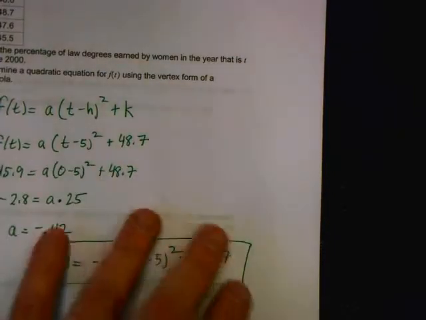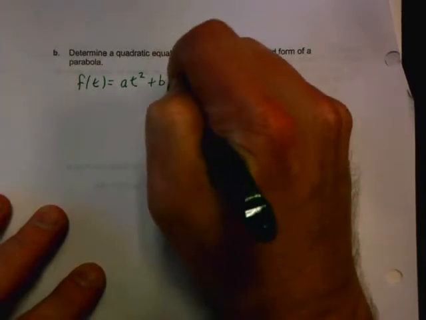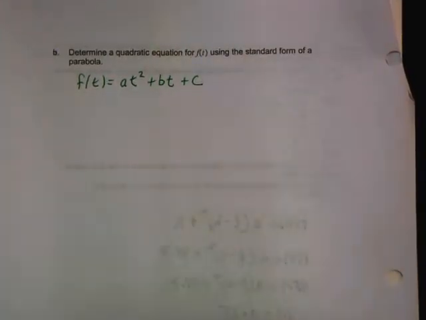So we flip to page 2, and it says to try it a different way. Page 2 says, determine the quadratic equation for f of t using standard form of a parabola. Somebody remind me what standard form looks like. That's ax squared plus bx plus c. Except I'm going to use f of t equals at squared plus bt plus c. In the directions it told me to use t, so I'm going to use t.